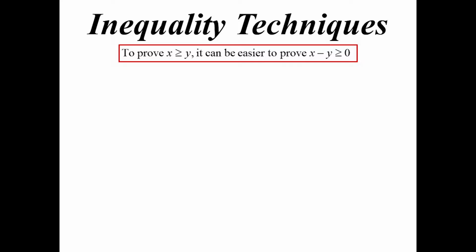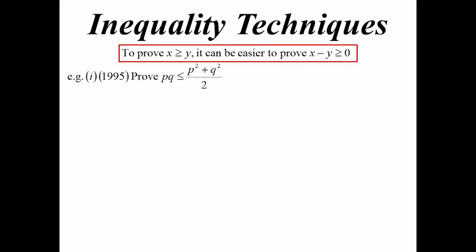Now, some techniques when we're looking at these inequality questions. I guess the most basic idea is this. If you want to prove x is greater than or equal to y, quite often it's easier to prove x minus y is greater than or equal to 0. Because often it's easier to show something's always positive, or if it was a less than or equal to, always negative.